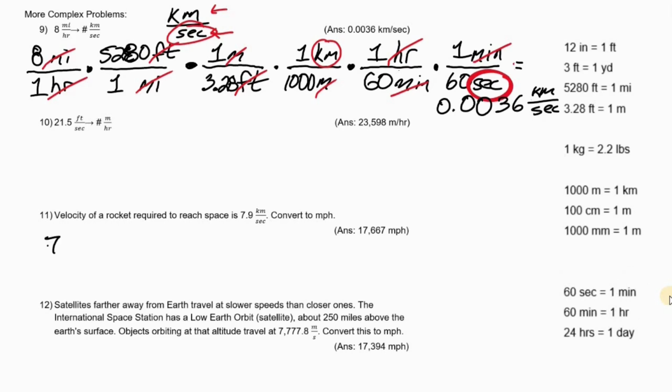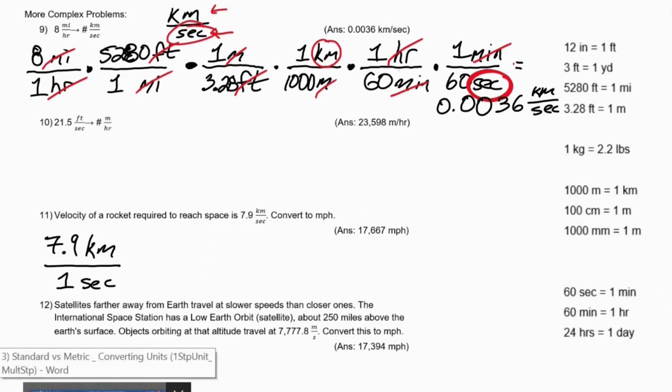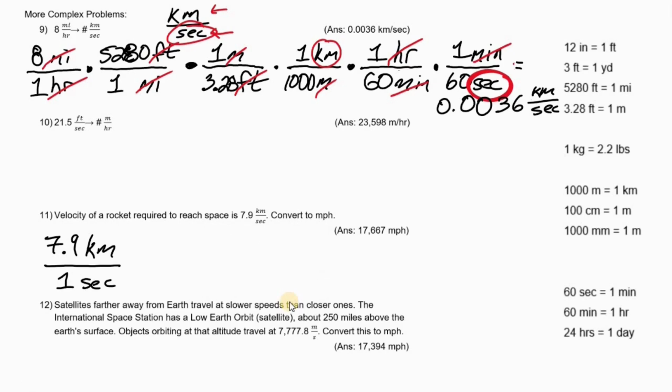Okay, so once again, we just have here our 7.9 kilometers per 1 second. Our strategy, once again, is we're going to go from kilometers to miles, and then from seconds to hours. So this is just the same thing over here. We have miles per hour, we have miles per hour. Okay, so let's just do that. Let's convert our units from kilometers to miles.